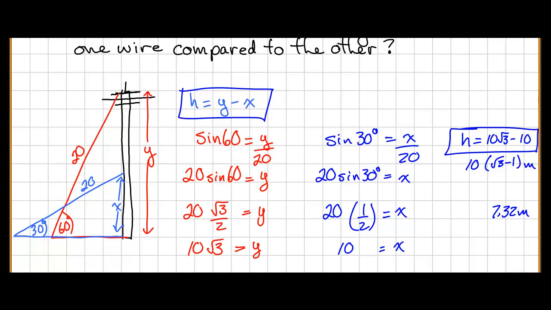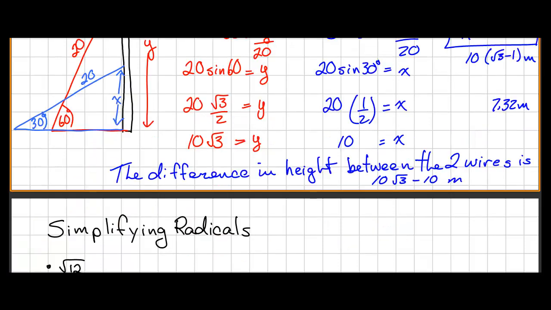And then, of course, end with a sentence. So the difference in height between the two wires is 10 root 3 minus 10 meters.